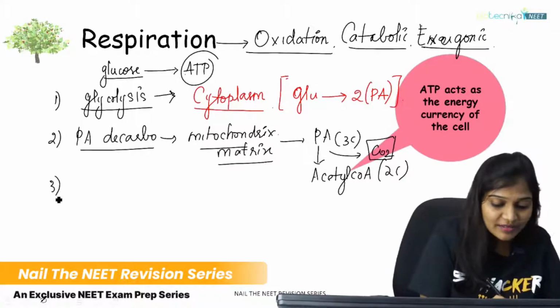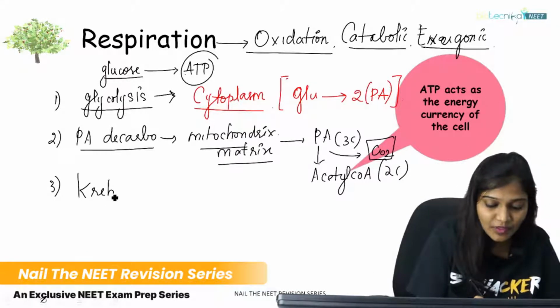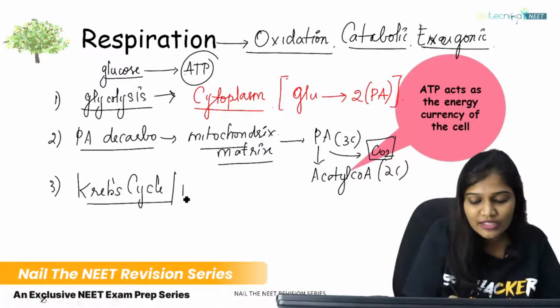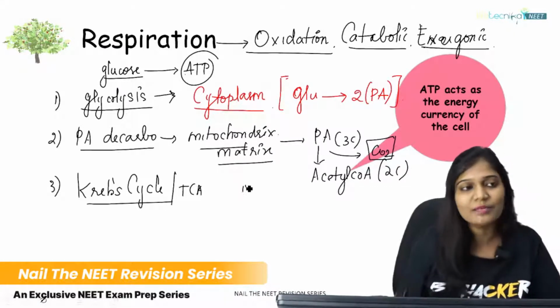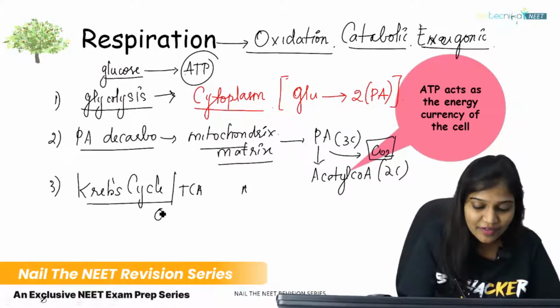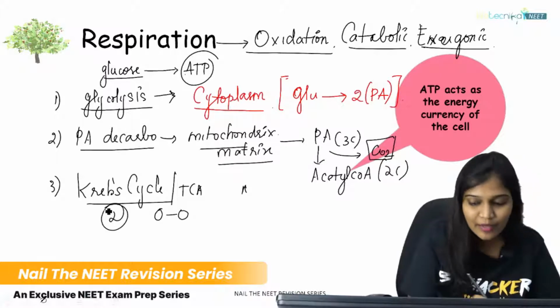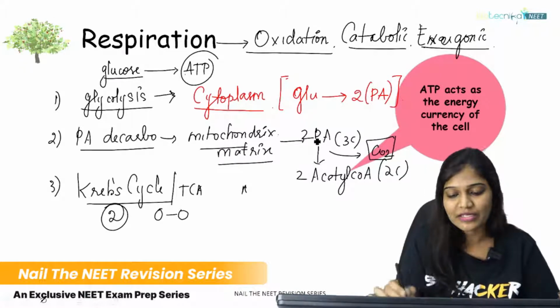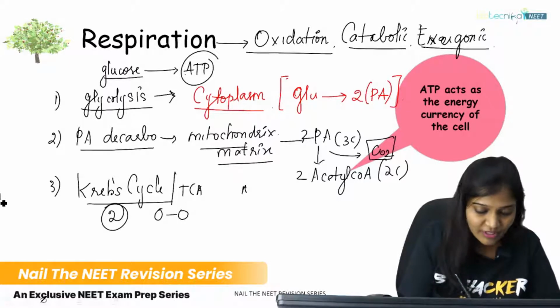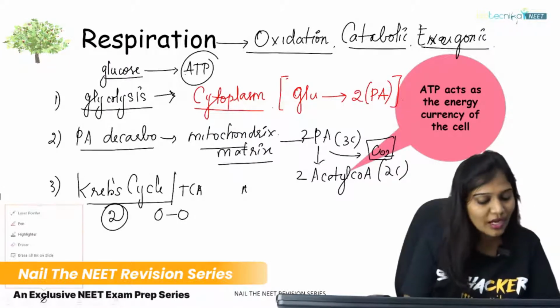The next one we studied is the Krebs cycle, or tricarboxylic acid cycle. We call it TCA. This also takes place in the mitochondrial matrix. To understand it specifically, there are 2 cycles because 2 acetyl-CoA are present. So 2 cycles will take place. If you break a carbon moiety, it is going to give you 2 carbon dioxide.